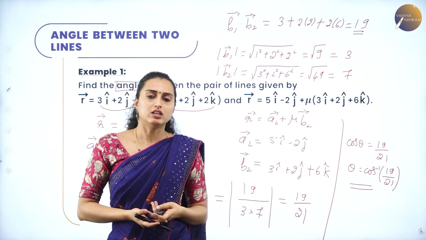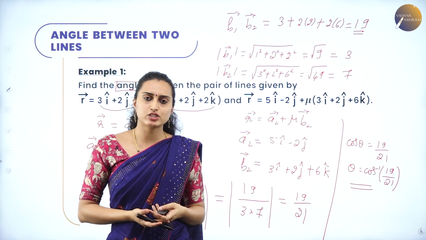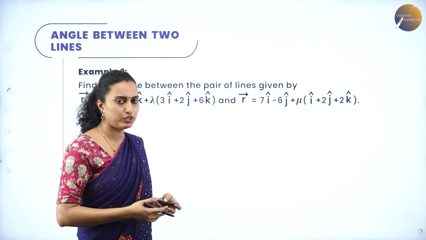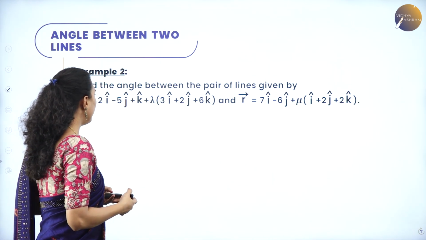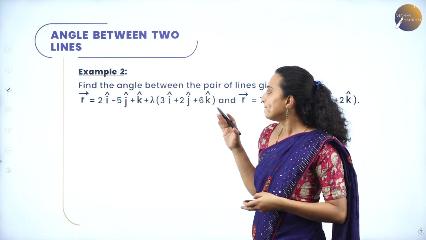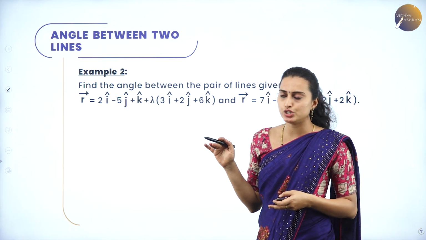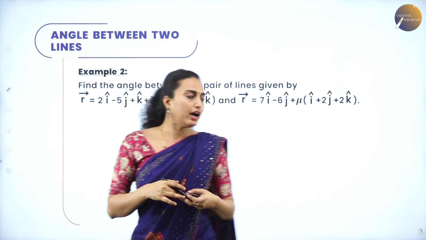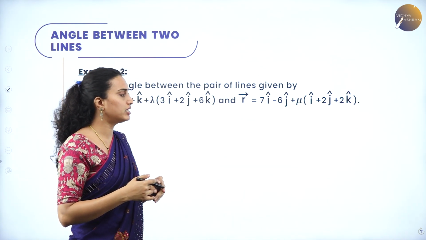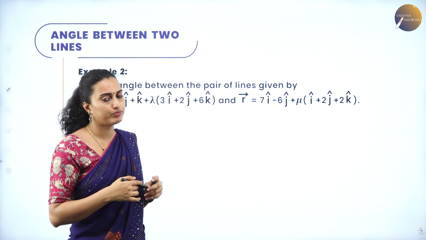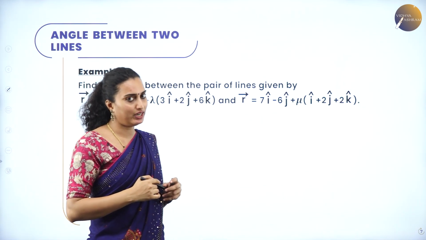Yes dears. Now we'll be moving on to the next problem. What they've asked: find the angle between the pair of lines given by r vector is equal to 2i minus 5j plus k plus lambda into 3i plus 2j plus 6k, and r vector is equal to 7i minus 6j plus mu into i plus 2j plus 2k. Dears, you are getting this properly, right?